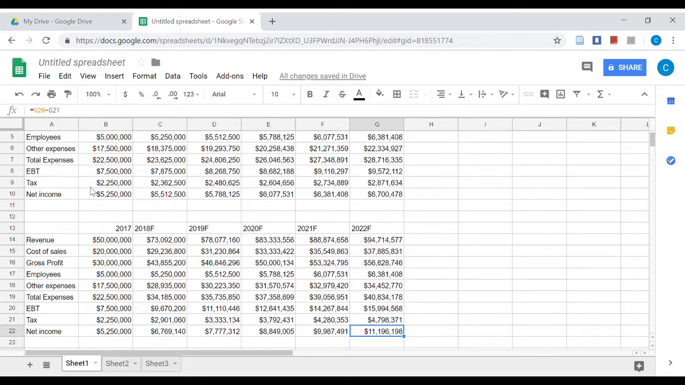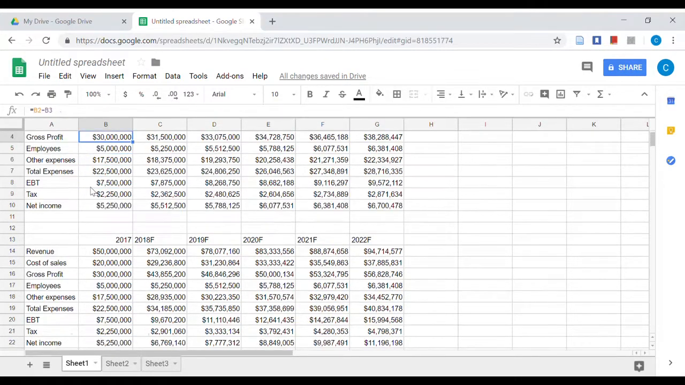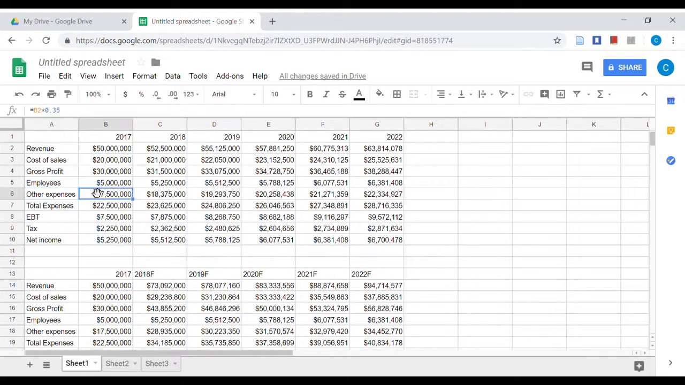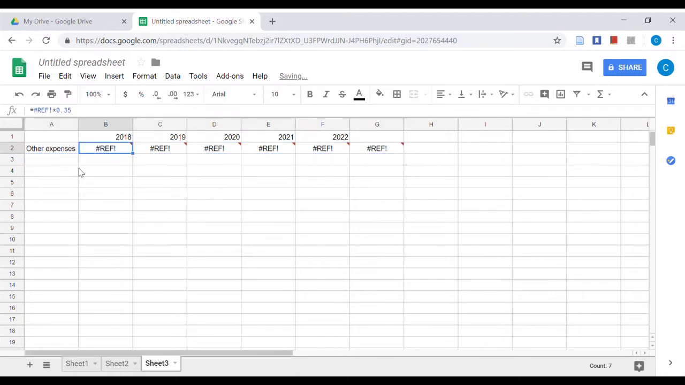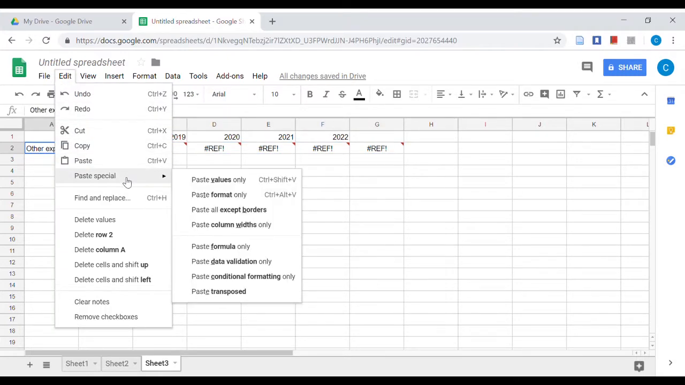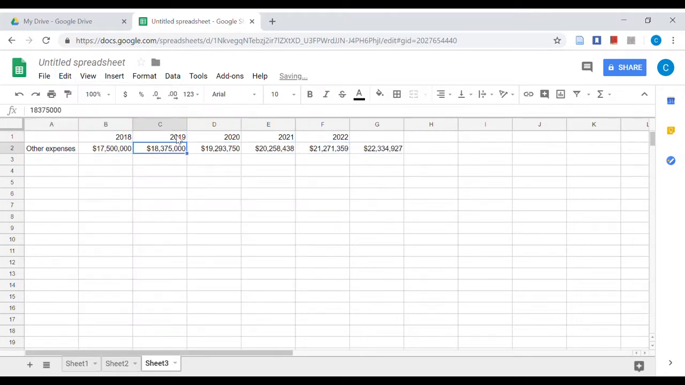So since it's saving costs, we have to know our initial costs. Okay, so we assume that our initial costs are like other expenses over here. So we're going to copy other expenses. There we go. So these are our projected expenses for year 2018 to 2020 over here.